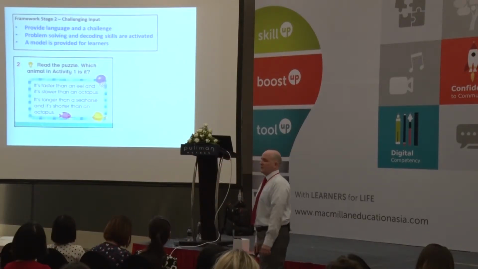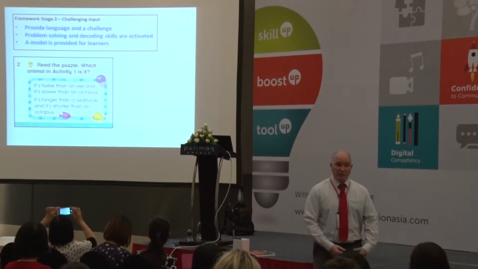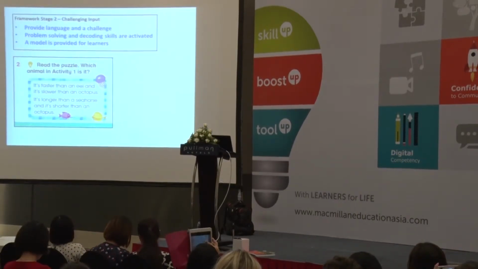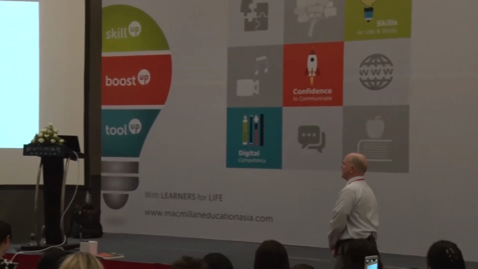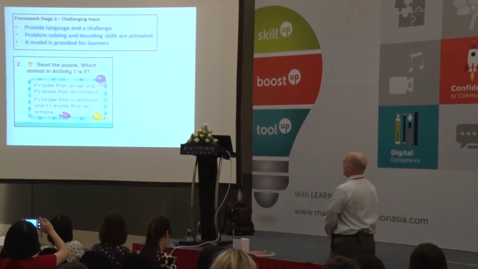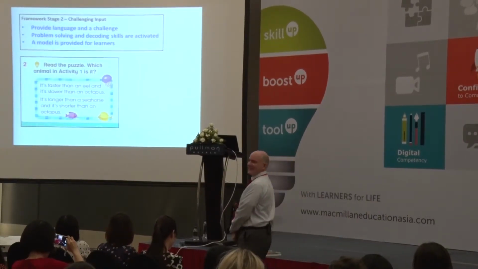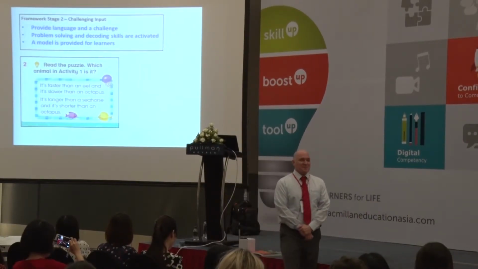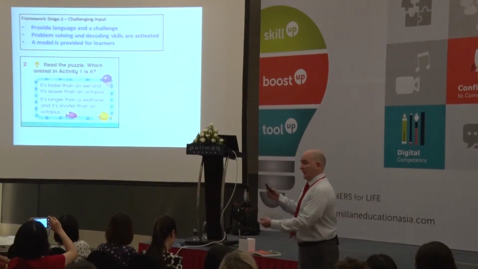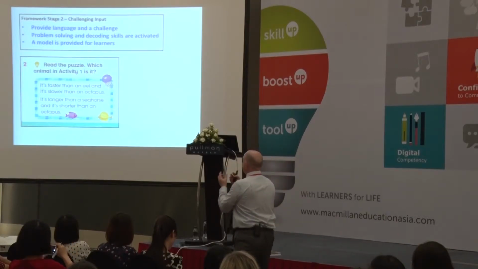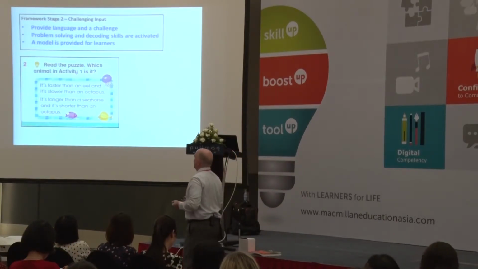So here's the reading activity that they do, and they have to solve the problem. What's the answer? It's faster than an eel, and it's slower than an octopus, longer than a seahorse. Yes, it's a jellyfish. So they're looking at the animals that they've been introduced to, and now they're trying to solve a problem, decoding information.